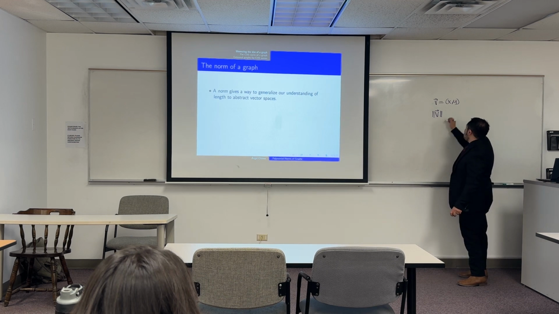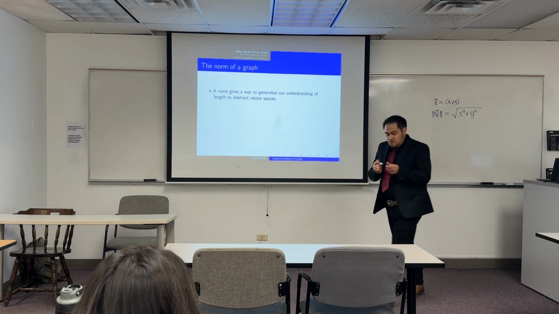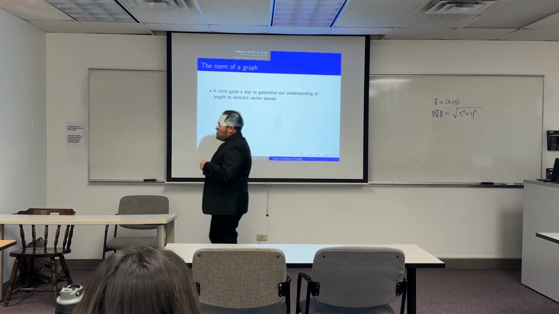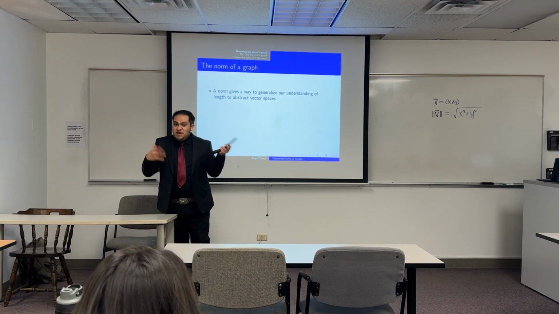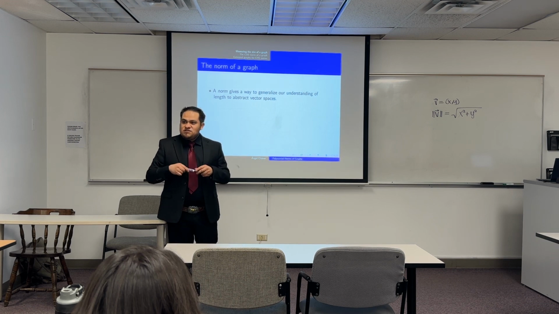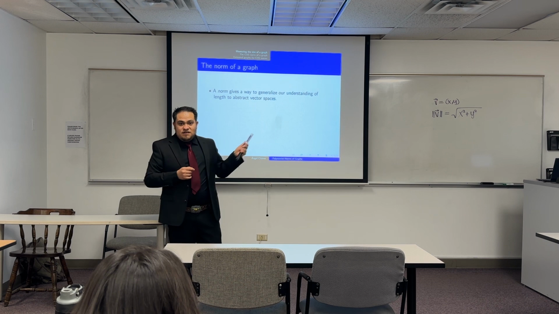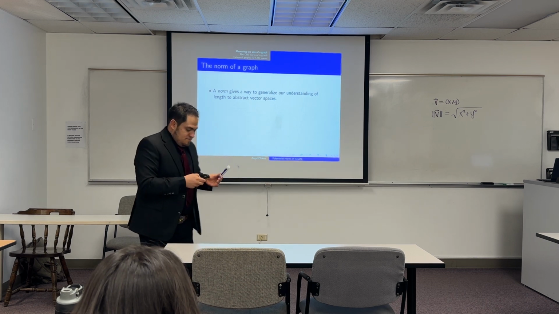If I want to measure its size, or its length, one way to do this is just to sum the squares of the components and take a square root. So a norm on the space of all matrices, essentially, it's just generalizing this idea. It's giving us a way to measure lengths, but not for vectors in R2, for vectors that are really matrices.